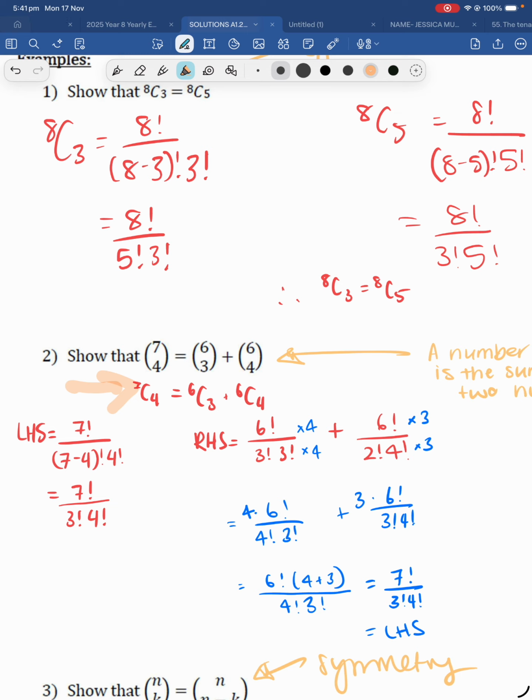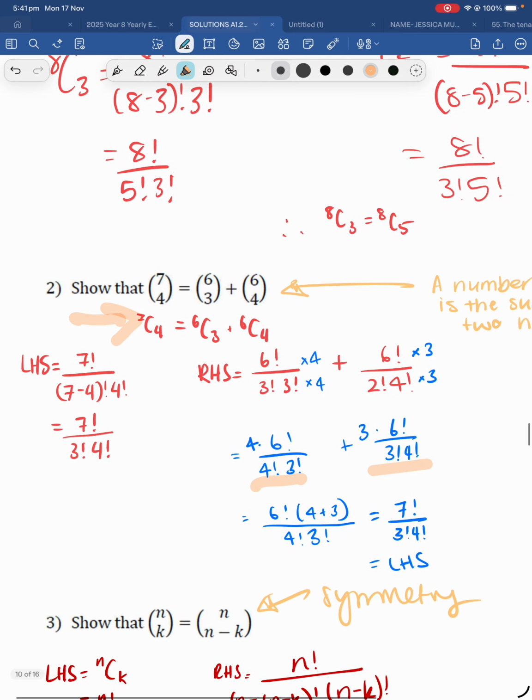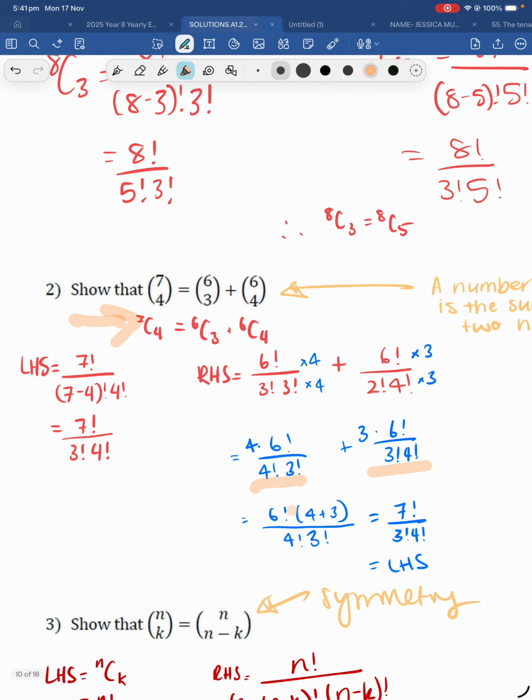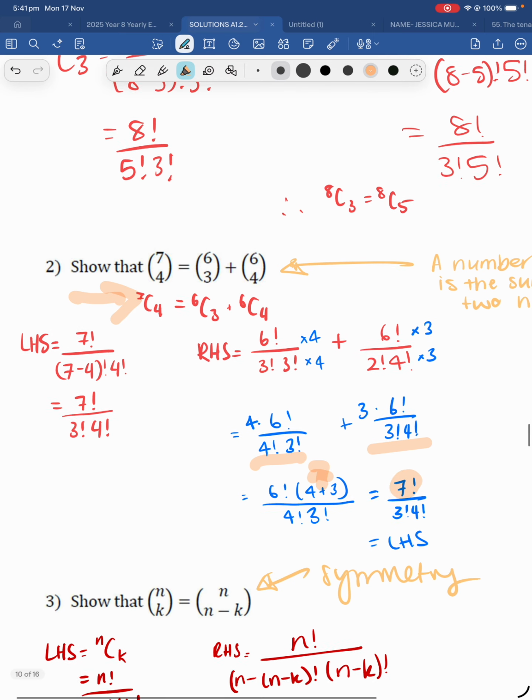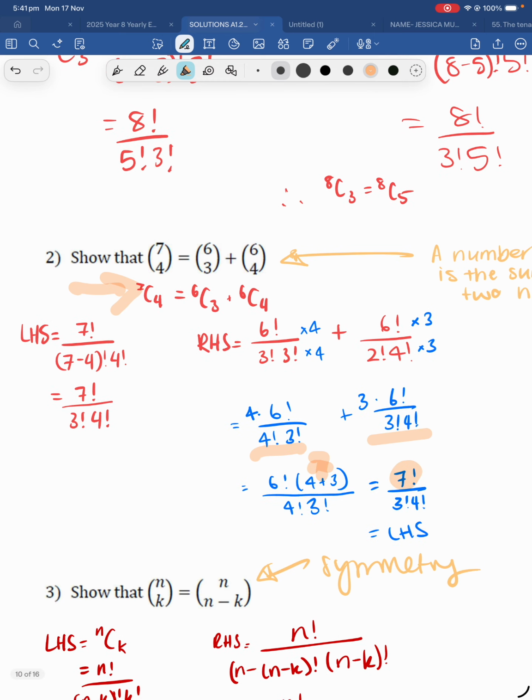Notice how now my denominators become the same, 3 factorial, 4 factorial. But I have up the top here 4 lots of 6 factorial, 3 lots of 6 factorial. So I just factorised out my 6 factorial, which gave me 6 factorial timesing by 7 in here. And I know that 7 times by 6 factorial is 7 factorial. And there you go. That was what the left-hand side was.